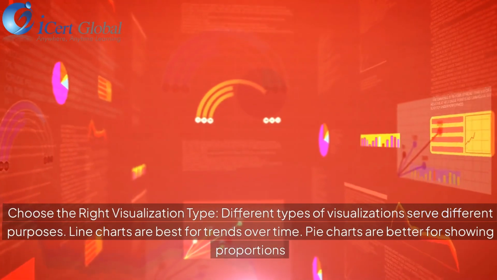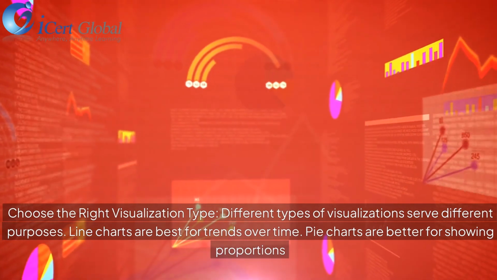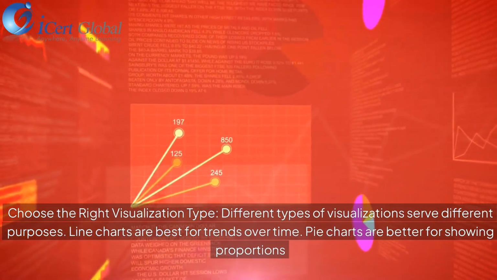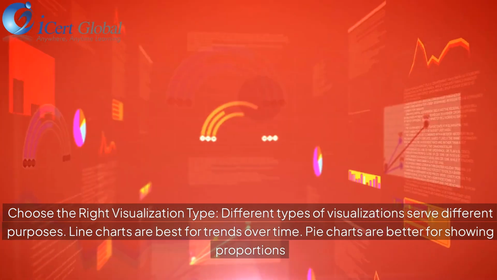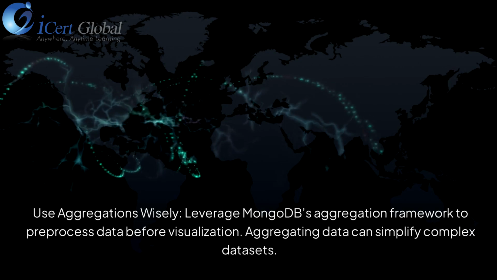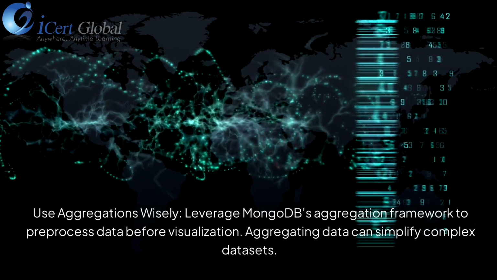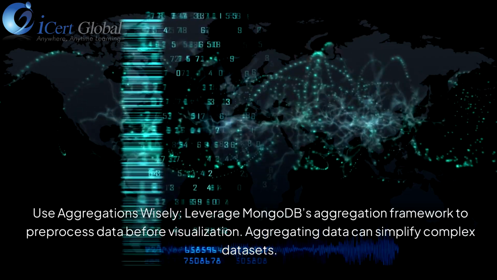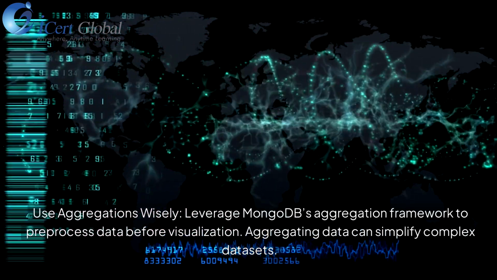Choose the right visualization type. Different types of visualizations serve different purposes. Line charts are best for trends over time. Pie charts are better for showing proportions. Use aggregations wisely. Leverage MongoDB's aggregation framework to pre-process data before visualization. Aggregating data can simplify complex datasets.